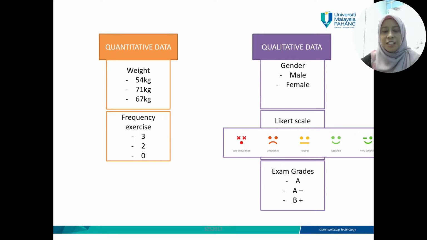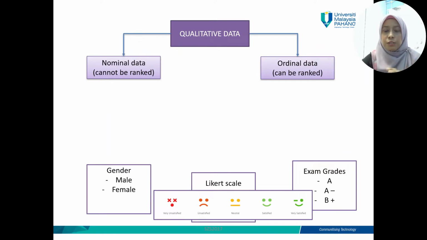It's pretty easy, right? But it doesn't end there. There is another level of classification you need to do. This is just the first stage, quantitative and qualitative. So now let's focus on the qualitative data. Under the category of qualitative data, there are still another 2 categories, which are called nominal data and ordinal data. Nominal data are the qualitative variables that cannot be ranked, and ordinal data is the qualitative variable that can be ranked.